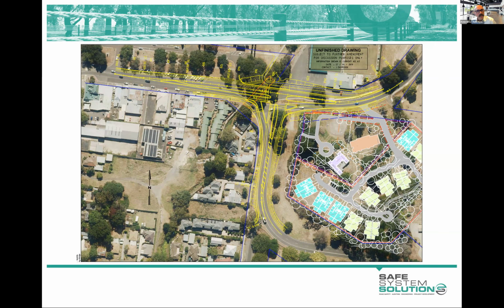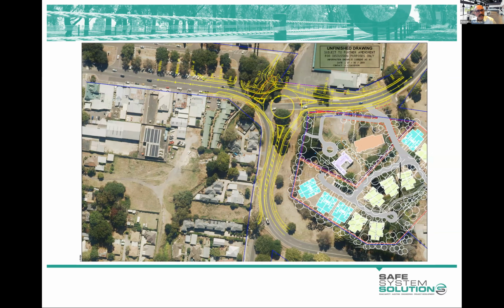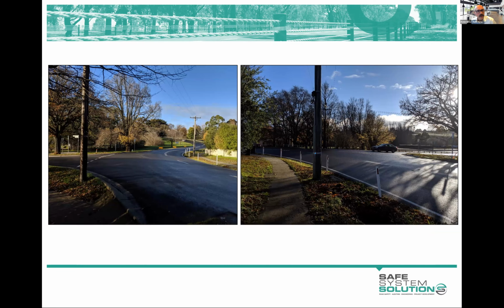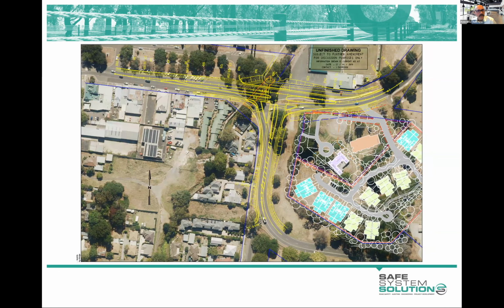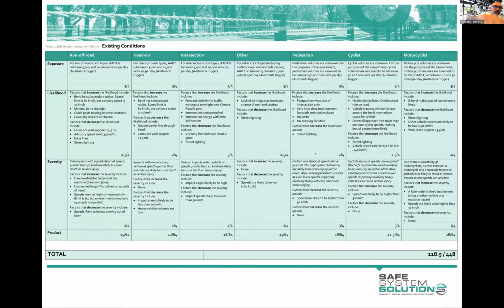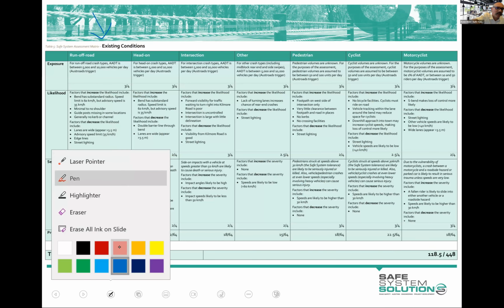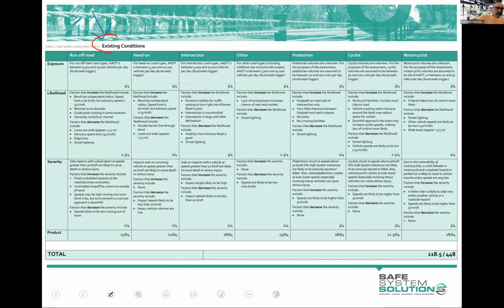So the first thing you do is go all the way back to the existing conditions. Put those designs to the side for now. You get a safe system assessment matrix and fill it out for the existing conditions. What is currently there?